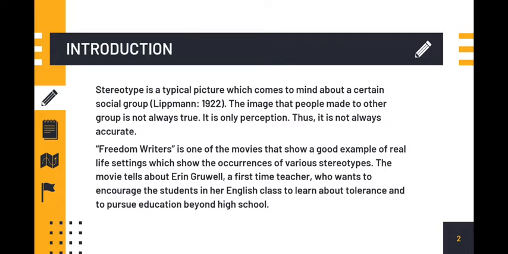Freedom Writers is one of the movies that show a good example of real-life settings which show the occurrences of various stereotypes. The movie tells about Erin Gruwell, a first-time teacher who wants to encourage the students in her English class to learn about tolerance and to pursue education beyond high school.